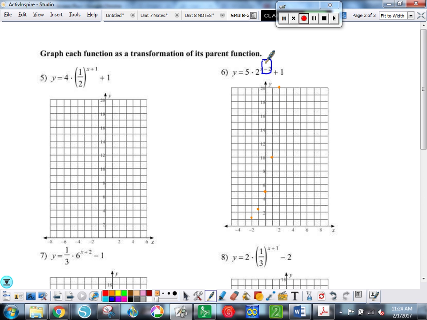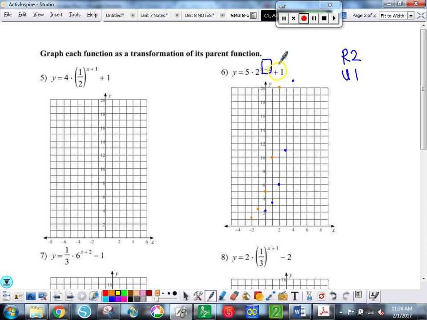However, this one has been shifted. The -2 means it's gone where? Right 2, and the +1, up 1. So each of these points needs to go right 2, up 1, right 2, up 1, right 2, up 1. It's easier when they're actually on a grid mark. Right 2, up 1. Where would the horizontal asymptote be here?